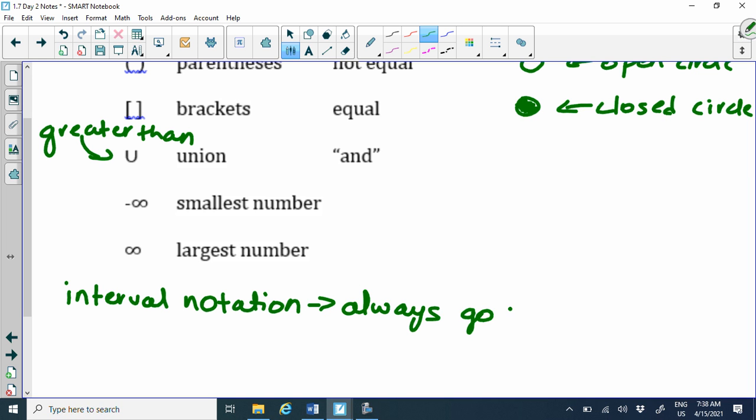Always go from smallest to largest. Okay, let's do a couple of problems together so we can really use all this information here.